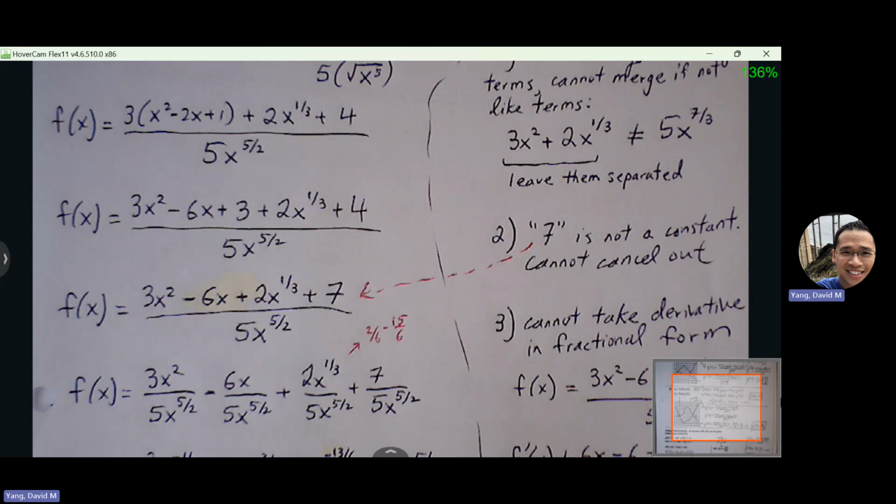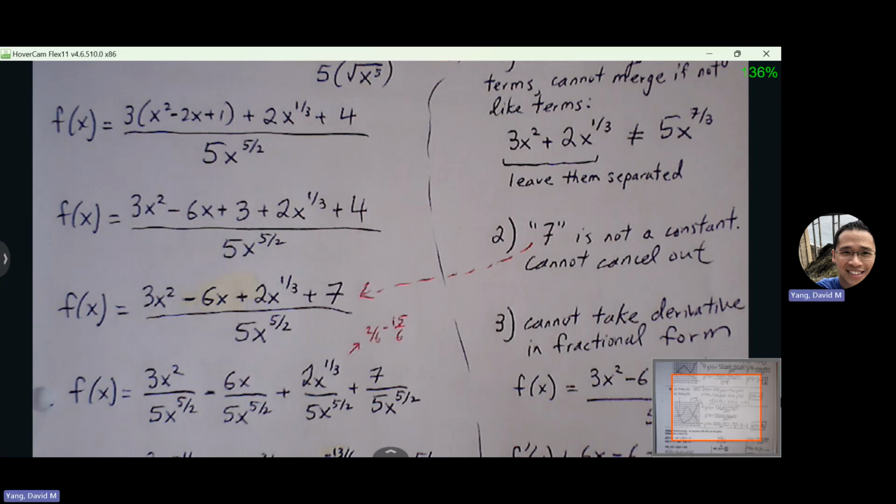Another issue that I saw was getting up to this point here. And then looking at that 7, some students would look at that and feel like that's a constant and start wiping them out. But this is not a constant. This is still attached to the variable here. So unless that 7 is by itself with nothing below it, it's not a constant. So we can't cancel that out. Some students were canceling that out, and that threw off their answer.